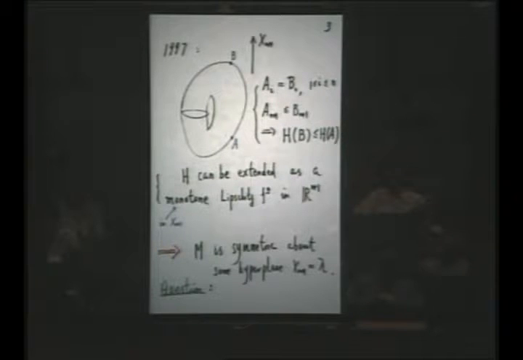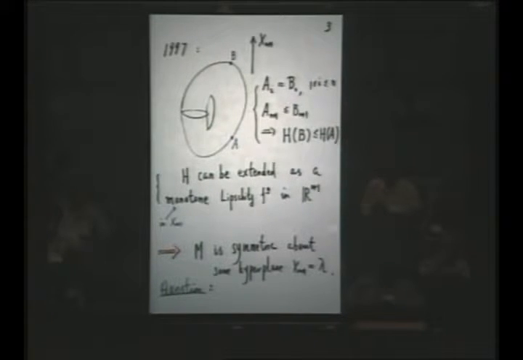Under this assumption, I was thinking I might be able to prove a symmetry result with respect to this direction. Namely, under this monotonicity assumption, I might be able to prove that M is symmetric about some hyperplane orthogonal to this direction, x_{n+1} equal to a number. Well, I couldn't quite prove that.